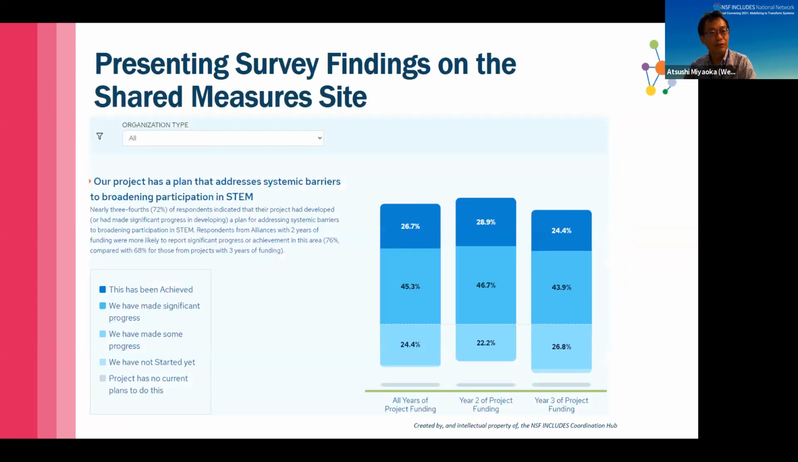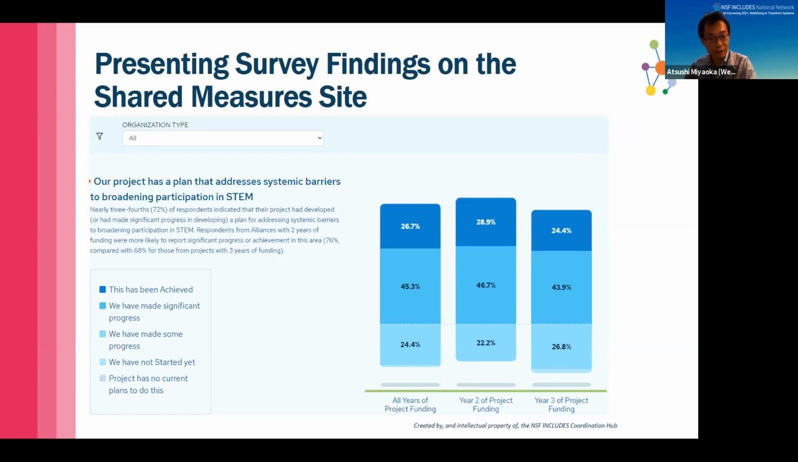So if you were able to attend our plenary session, you have seen this image. This is a screenshot from the shared measurement site presenting survey findings. The graphics on the site show survey findings using respondents as the unit of analysis. We think it is important to understand how the 88 respondents view the progress being made on the design elements. And we can focus on the distribution across the actual response options in the survey by focusing on respondents.